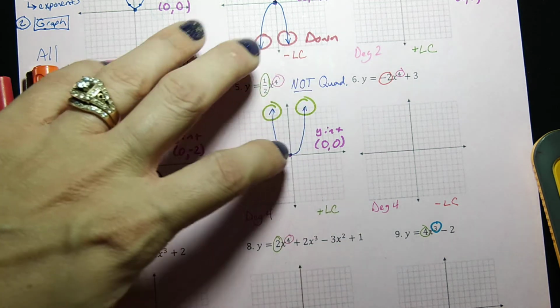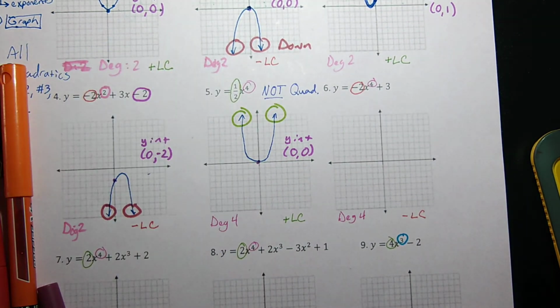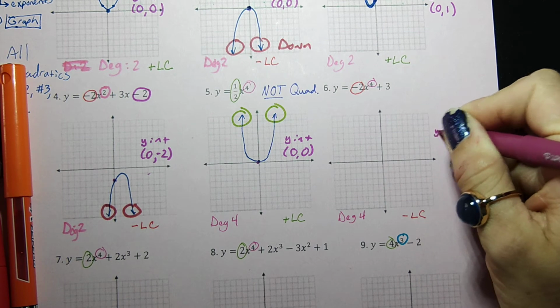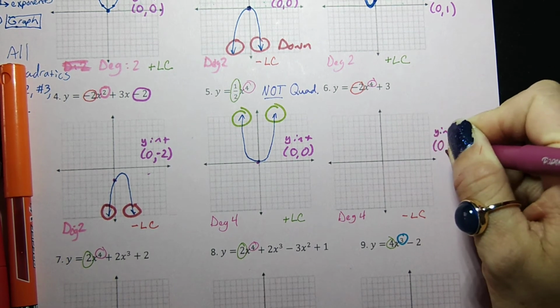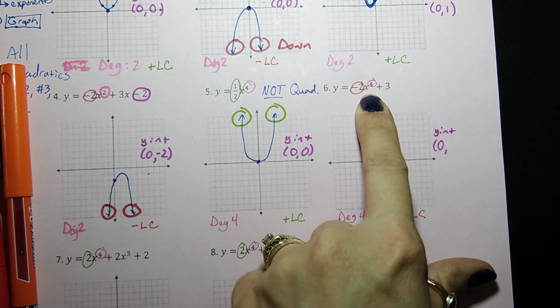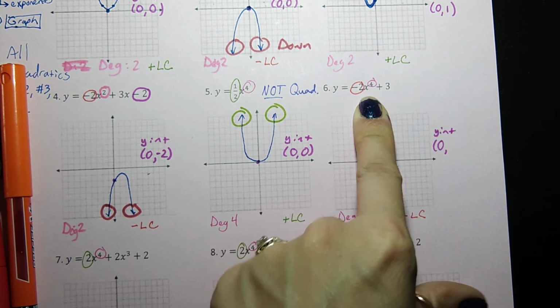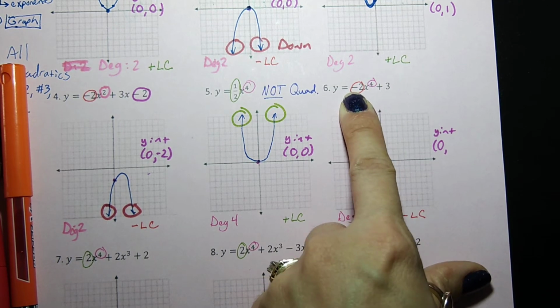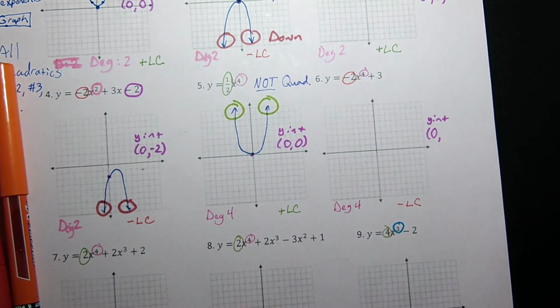So let's go ahead and take a look at number 6. What do you think the y-intercept is going to be for this one? If my y-intercept is always 0 and a number, if we plug in 0 for x, 0 to the 4th, 0 times 0 times 0 times 0 is 0, times -2, it's 0, and then I add 3, and I get 3.